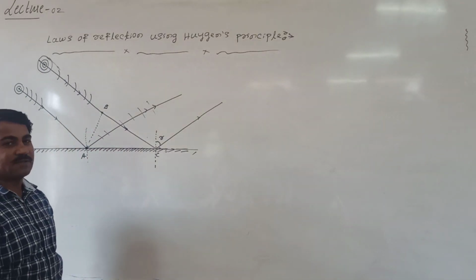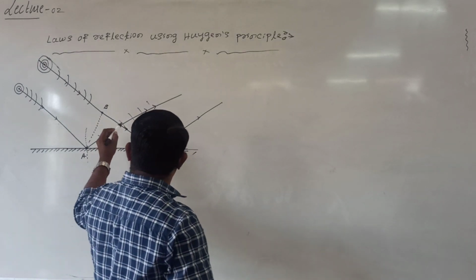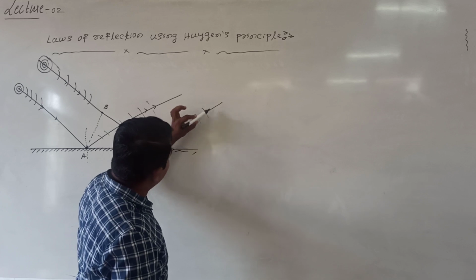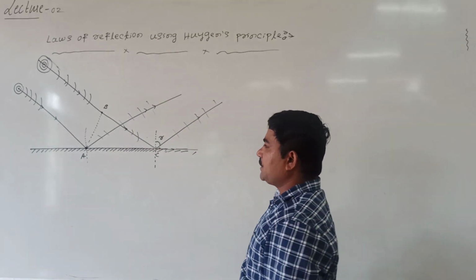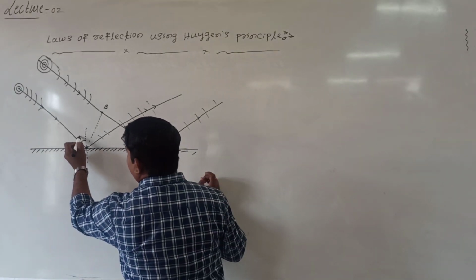Are you following me? See here. Again, the incident ray is incident at this point. How are the wavefronts coming? Like this the wavefronts are coming. After reflection, how can the wavefronts go? Like this the wavefronts can go. Look at me now. The point is, the angle between the incident ray and the normal, what are they calling this? This is the angle of incidence.